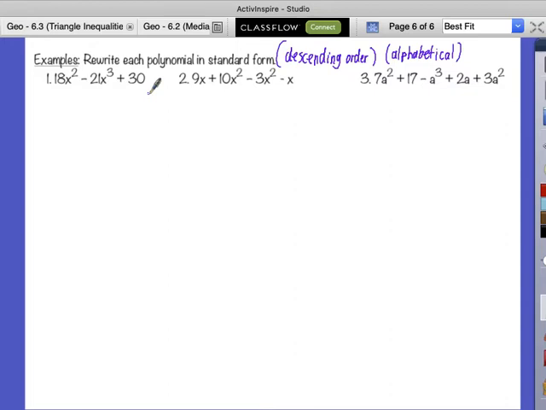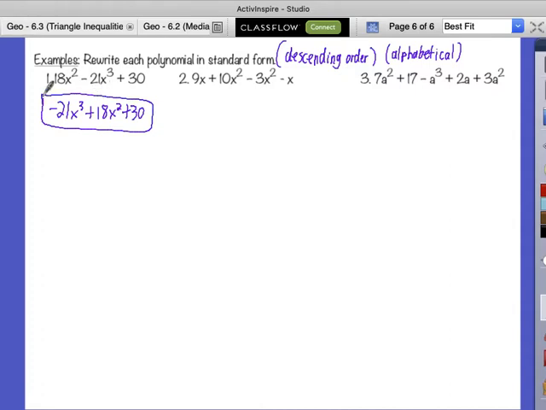So which one of these would go first? We go in descending order of our exponents. It'd be the negative 91x to the third. That would go first. We have to make sure we carry the negative with it. Then what would follow? 18x squared. And what kind of 18x squared is this? Positive or negative? Positive. So it's plus 18x squared. And then what comes last? 30. Plus 30. That would be in our standard form. That's what we call standard form.